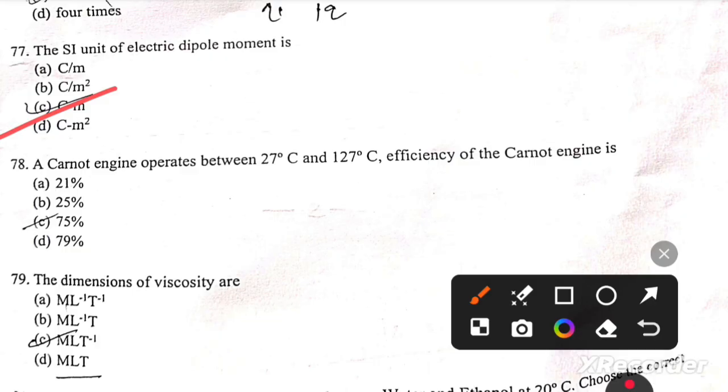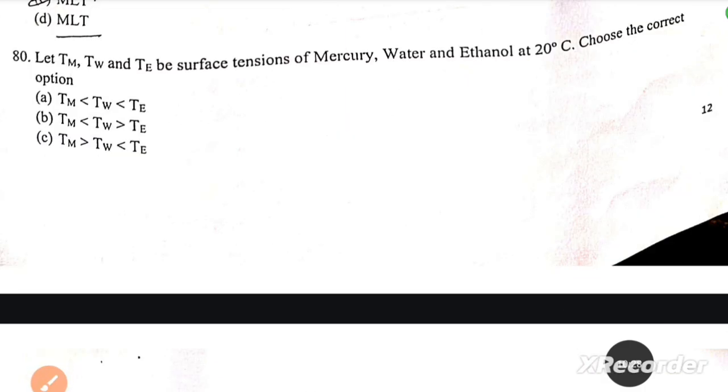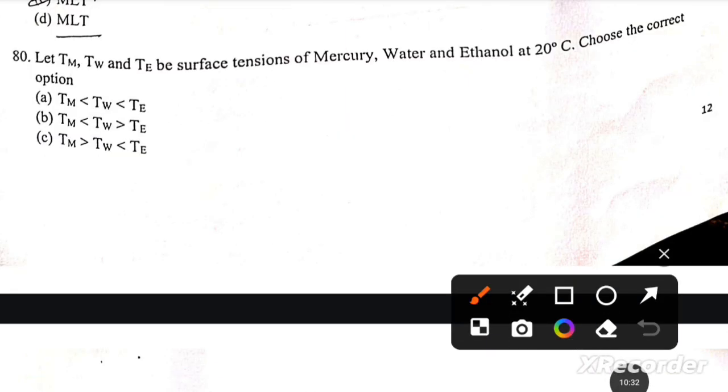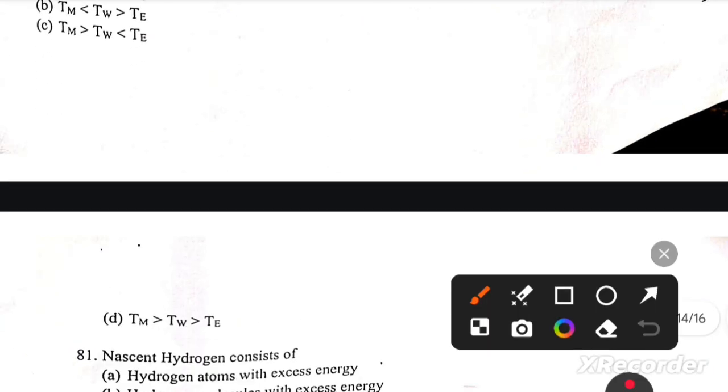A Carnot engine operates between 27 and 127 degrees centigrade. Efficiency of the Carnot engine is 25%. The dimensions of viscosity are ML^-1T^-1. Choose the correct option between the surface tensions of mercury, water and ethanol at 20 degrees centigrade. The answer is your option D.